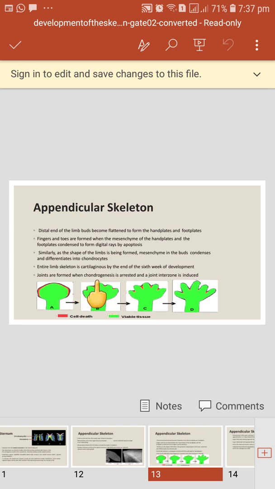Joints are formed when chondrogenesis is arrested and a joint interzone is induced. In this diagram you can see, in red is shown the cell death area. These are the areas where apoptosis occurs, so the digital rays are here, and this one in green is the digital rays and the visible tissue, and the webs are formed here.